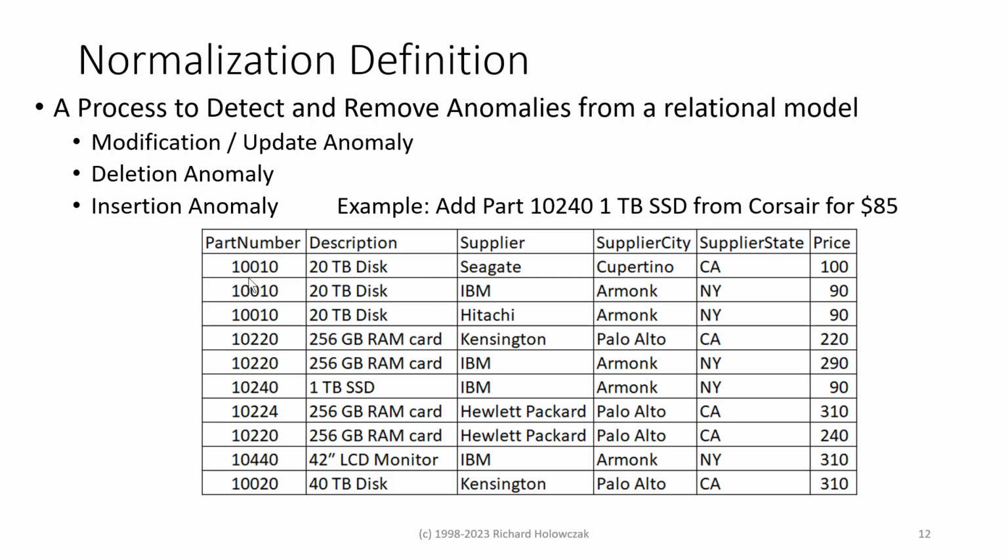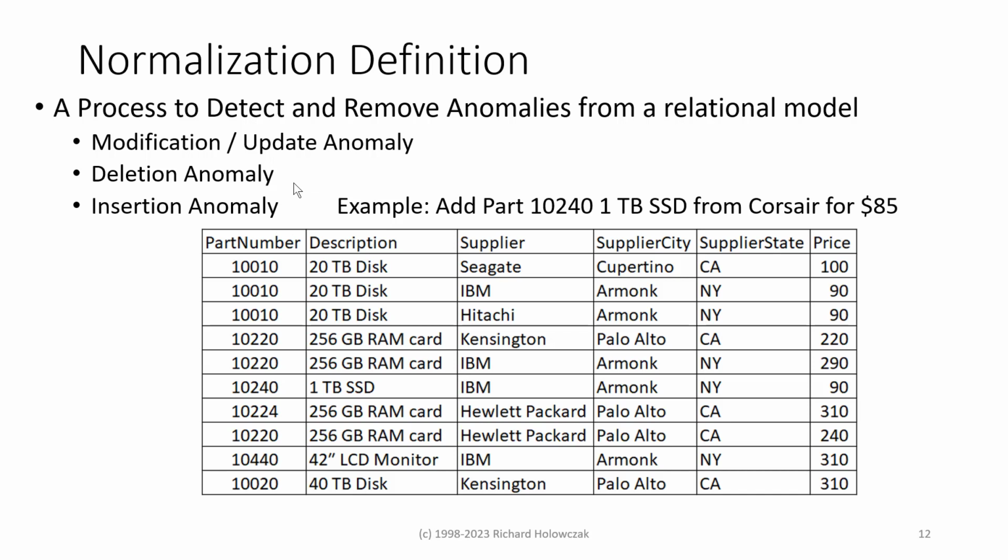You see the same part number and description. Here's the 20 terabyte disk. You see that a bunch of times. Here's this 256 gigabyte RAM card. You see that a few times. You saw before that IBM in Armonk, New York, that appears to be repeating. Hewlett-Packard in Palo Alto, California, that appears to be repeating. So your intuition is correct. When you see a set of data like this, and it's all together in one relation, and you see that data is duplicated, that probably means that there's going to be some of these anomalies.